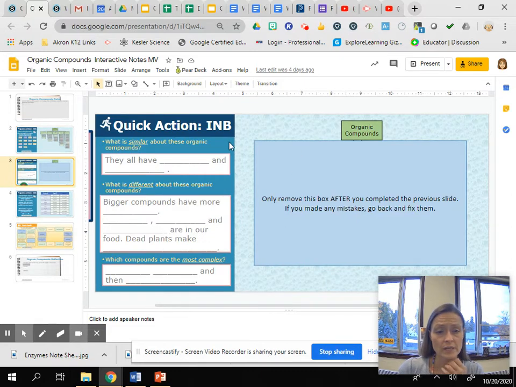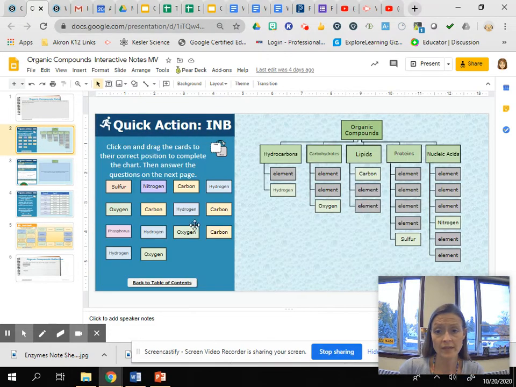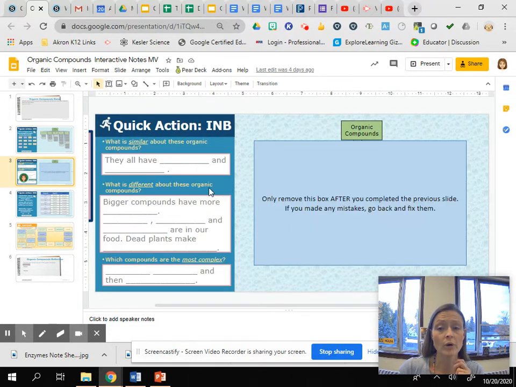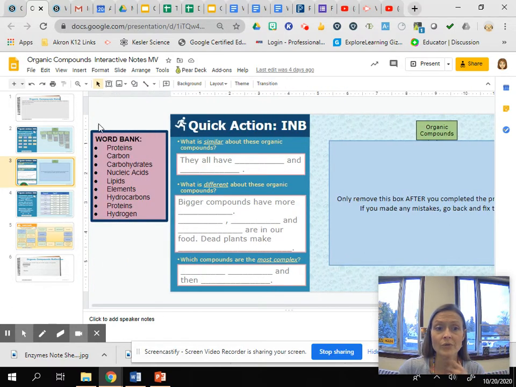Then what you'll do is you're going to answer these questions. You have to do this page first before you move this box. Okay, you're going to move this box after you've done the previous slide, and then you're going to put your answers in the spaces over here. You're going to look at this diagram that you have, and you're going to explain what is similar about the organic compounds. And it's that they all have 2 things in common. And lucky for you, there's a little word bank here that will help you out, so you know what the right words are to put in here.